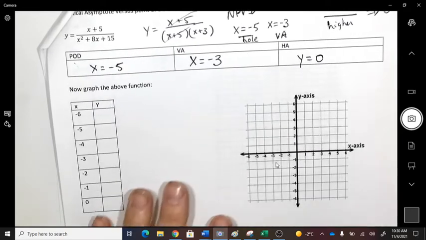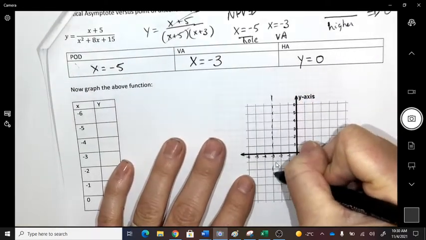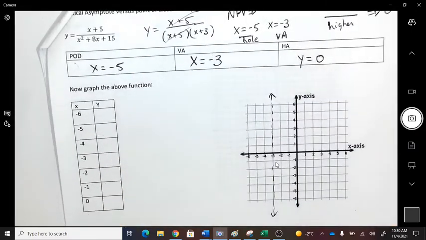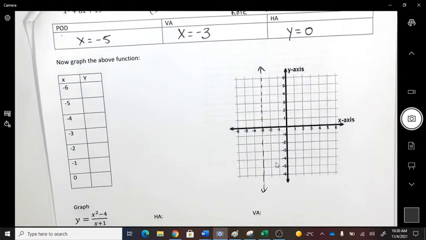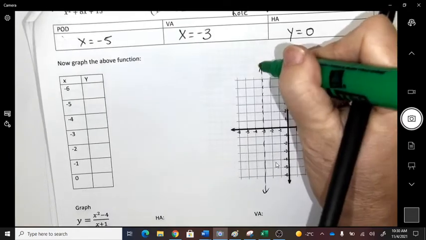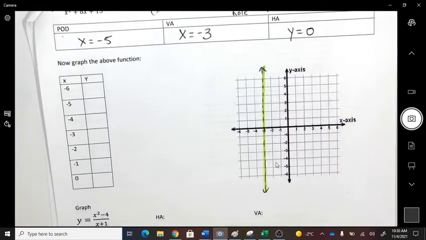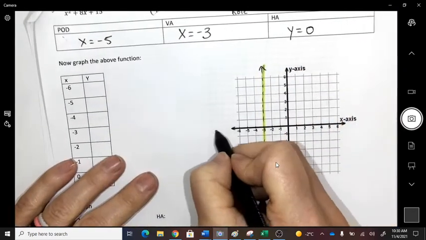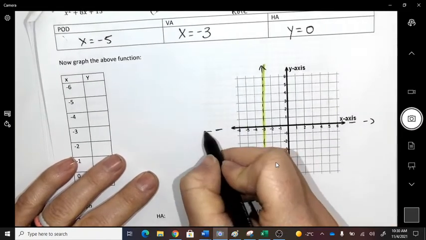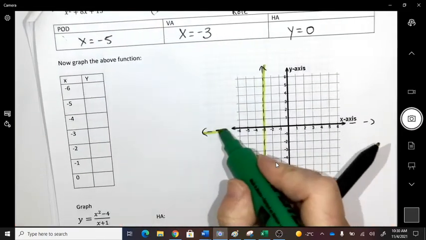Okay, so I'm going to plot my two asymptotes. So I have a vertical asymptote at -3. It's hard for you to probably see my black pen. And I have a horizontal asymptote at 0.